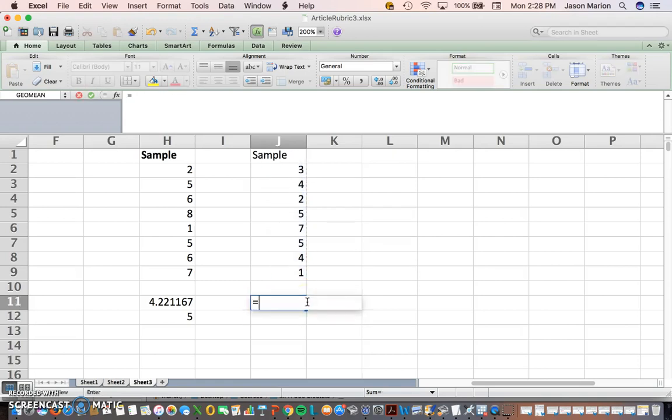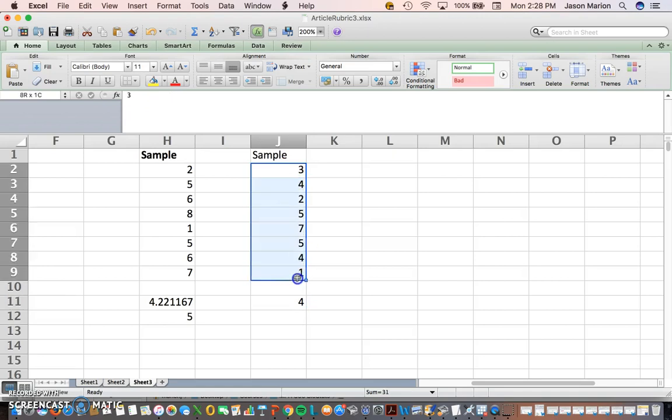Equals median. Alright, see the parentheses? Now I'm going to highlight it. I must have hit a plus key earlier by mistake. So now median, highlighted data, J2 to J9, enter, and the median number is 4.